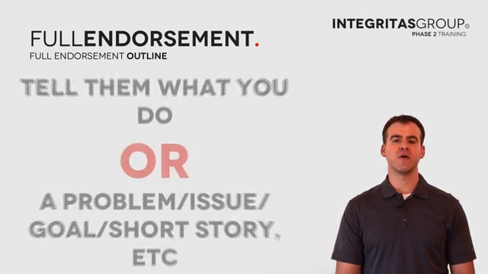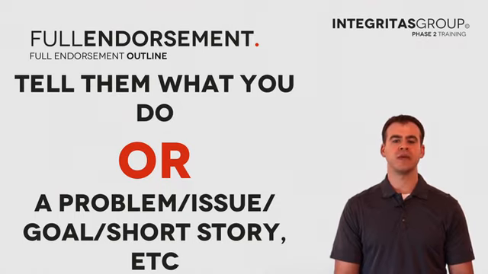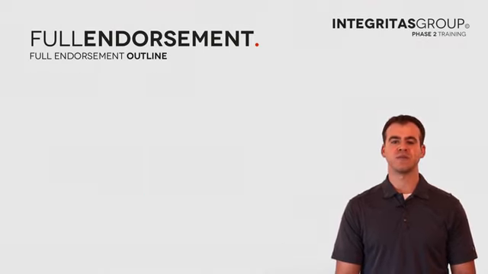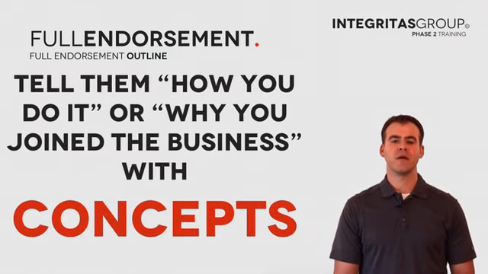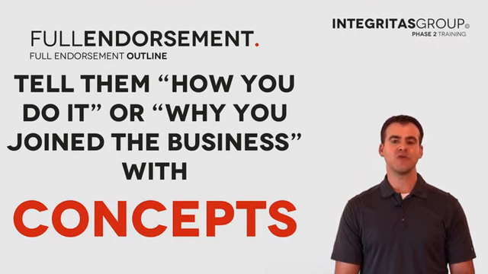So the full endorsement's really going to focus on that second step of the short endorsement, which is you telling people what you do, or telling people a short story around a problem, issue, or goal that you're trying to achieve. And so essentially, you're going to tell them how you do your business or what you do in concepts, or you're going to tell people why you joined the business with concepts. So you can really go down either route here, and it depends on what you're saying in your short personal endorsement. And this is why I had you answer those questions from a few videos ago, because you will use those answers to be able to succinctly tell people what you do or why you started what you're doing. But if you didn't write those out, a lot of times you won't know what to say to someone.